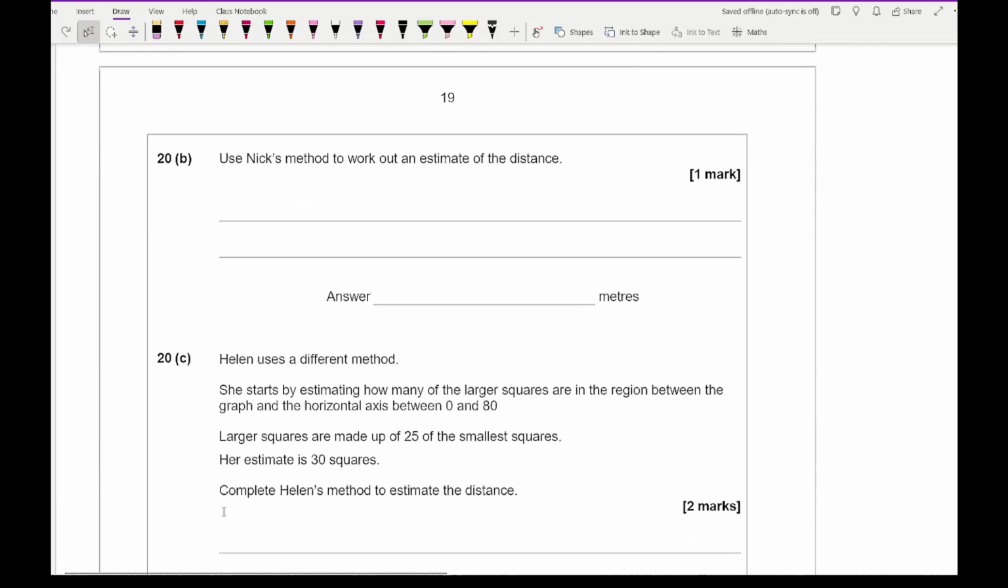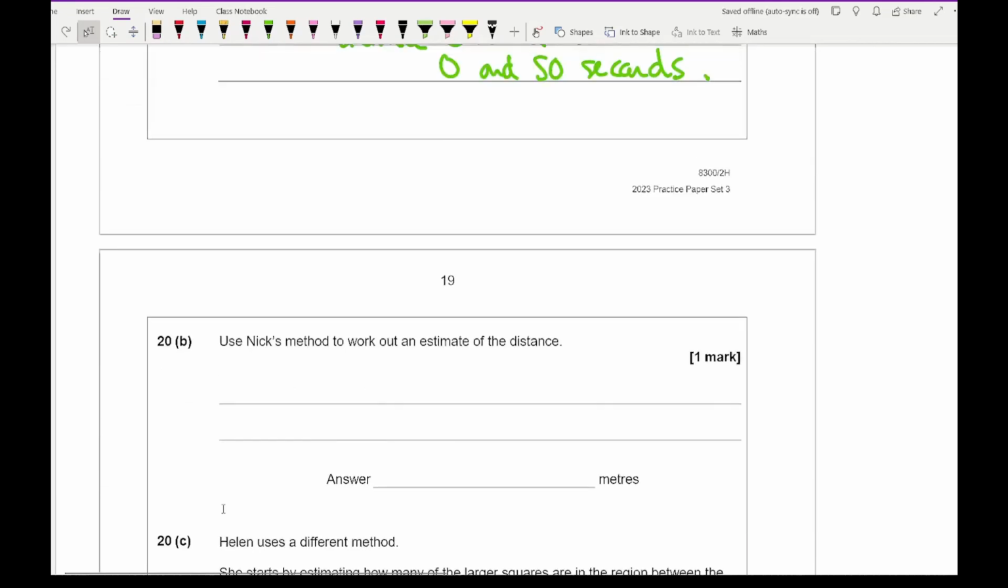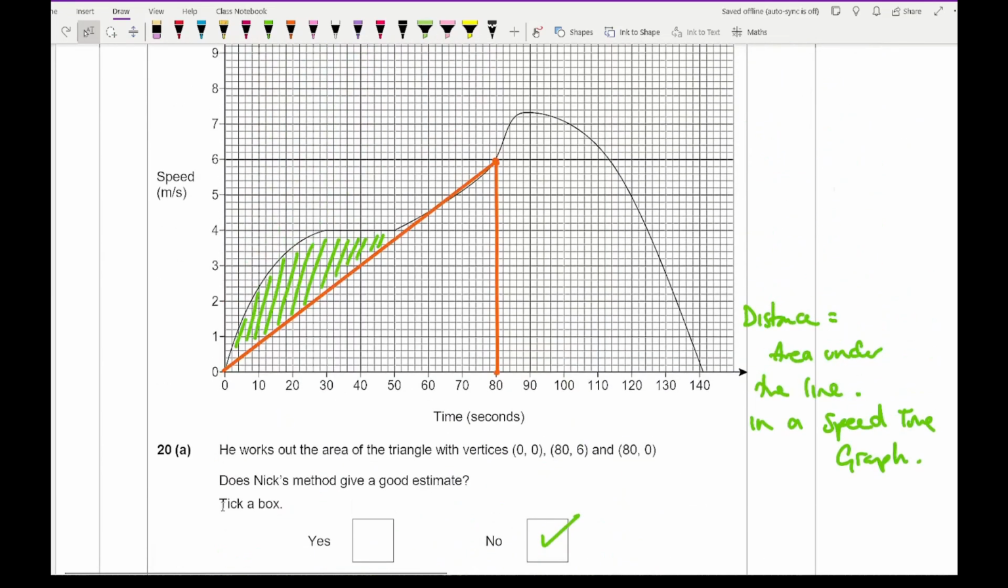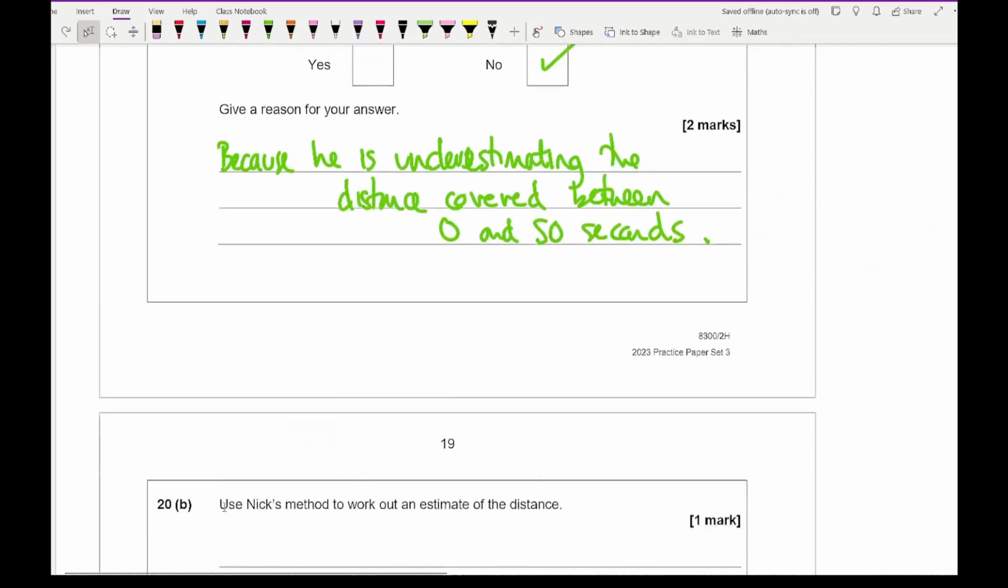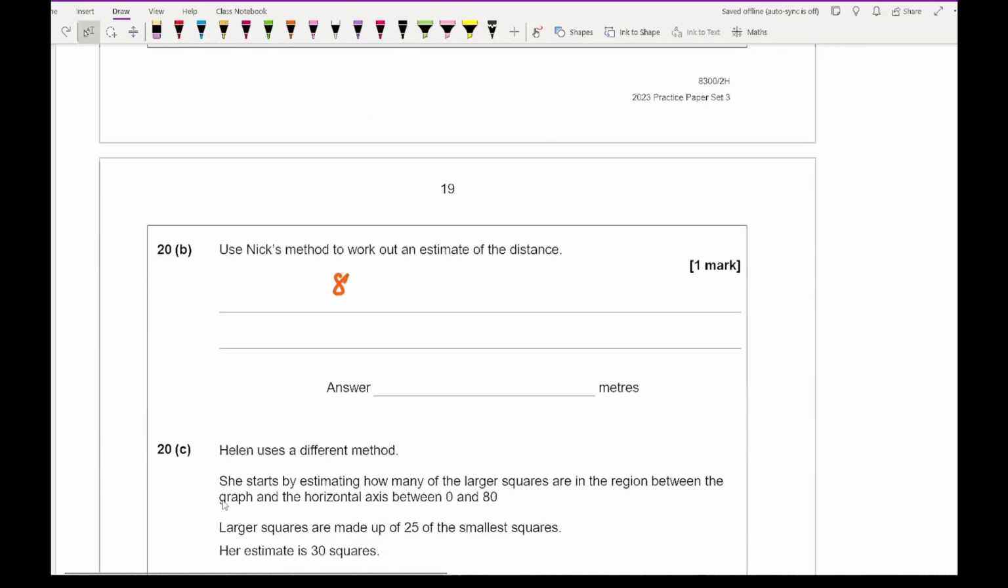It then says use Nick's method to work out the estimate distance. So again, we want to work out the area of this triangle. Well, the area of the triangle has got a base of 80 and a height of 6. So using the formula of base times height divided by 2, we've got 80 times 6 divided by 2 gives me an answer of 240.